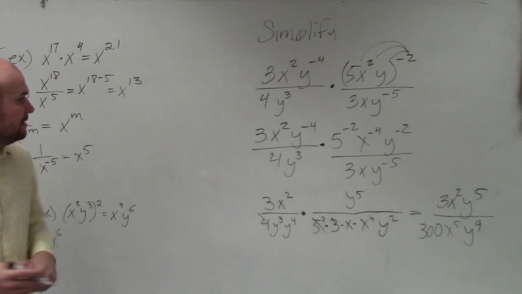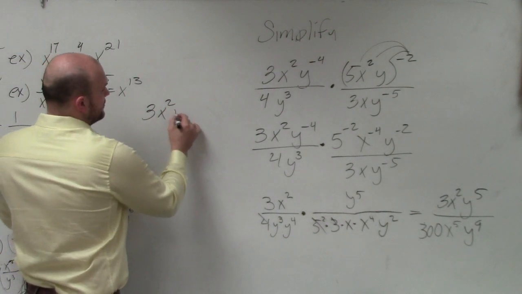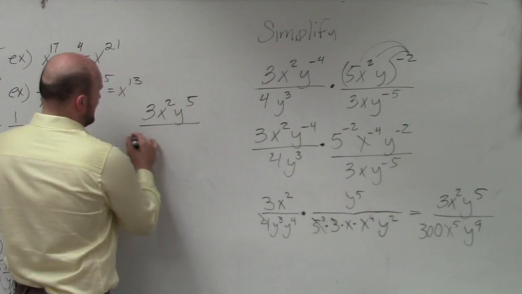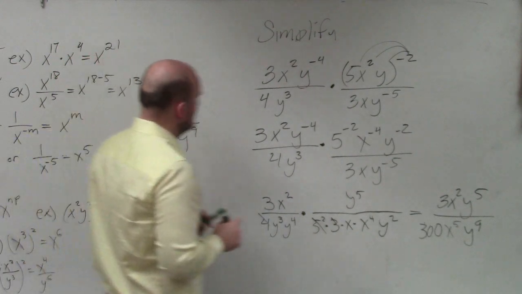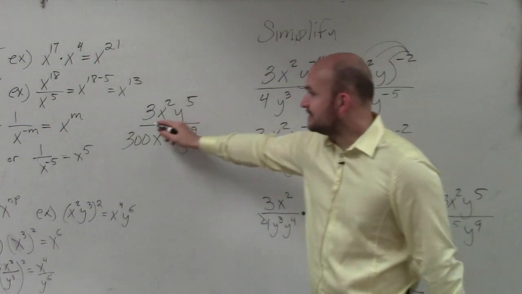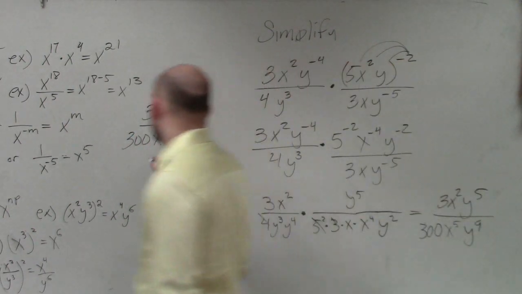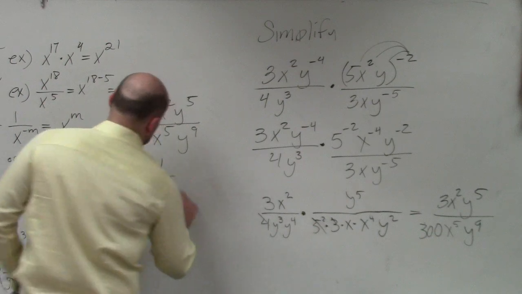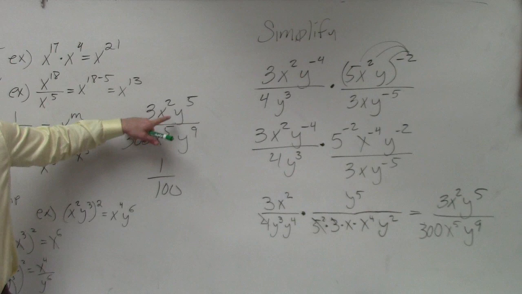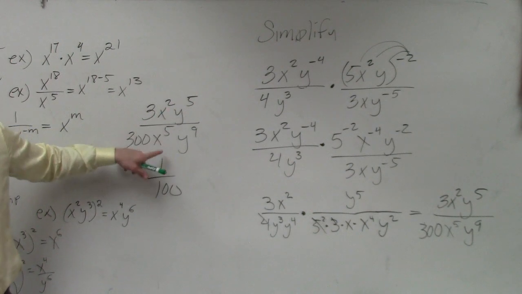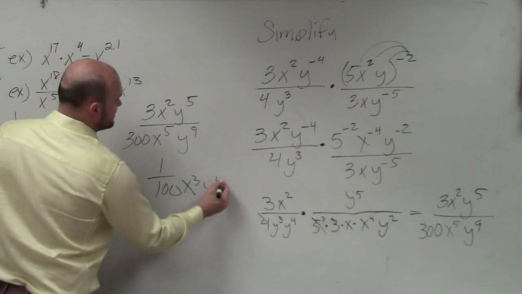All right. So now let's write this over here. I have 3x squared y to the 5th divided by 300 x to the 5th y to the 9th. Now, again, ladies and gentlemen, remember, we can simplify this. 3 over 300 can be reduced down to 1 over 100. And then this is going to give me x to the negative third, so therefore it's going to be x to the third in the denominator. And this will be y to the fourth in the denominator.